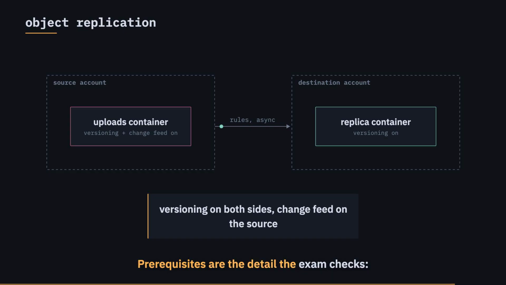Prerequisites are the detail the exam checks. Blob versioning must be enabled on both the source and the destination account, and change feed must be enabled on the source, because the replication engine reads the change feed to know what moved. Use cases are easy to picture: keeping a copy of uploads near compute in another region, or feeding a separate analytics account without touching production.